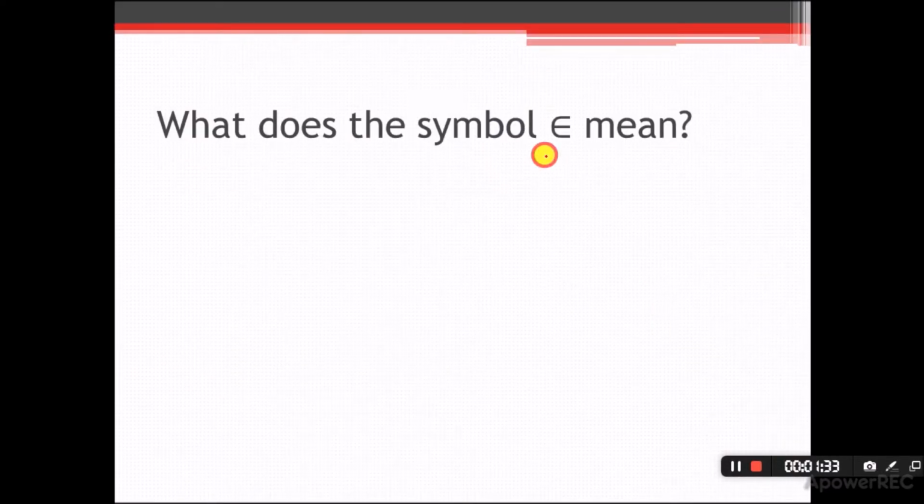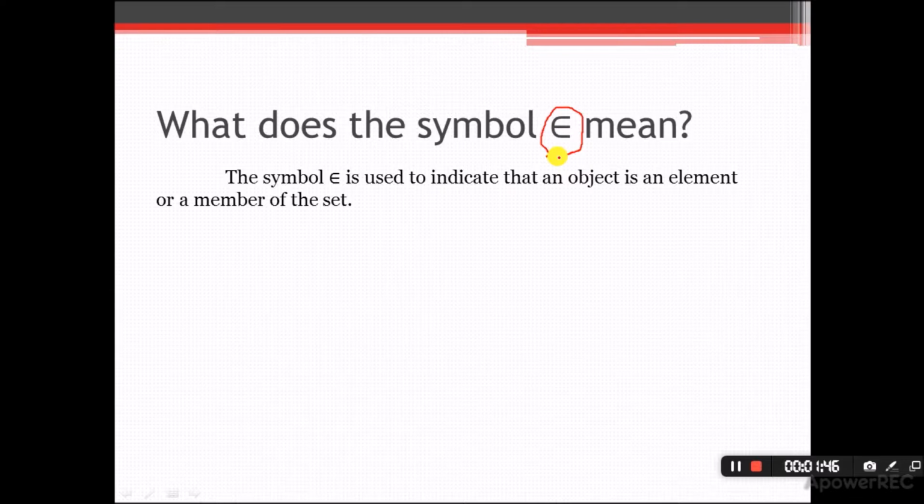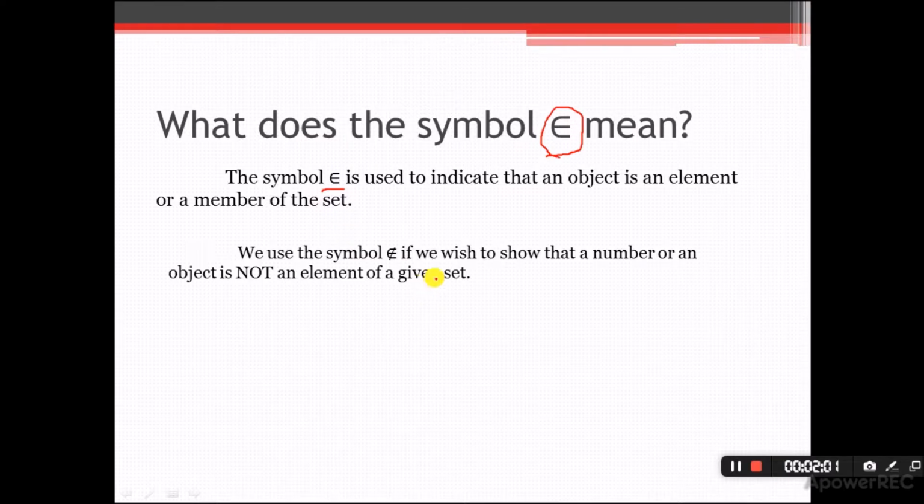Now, if you have encountered this symbol, it's like an E but a curved E. It's a lunate epsilon. Now, what does the lunate epsilon mean in writing sets? The lunate epsilon is used to indicate that an object is an element or a member of the set. We use the crossed-out lunate epsilon if we wish to show that a number or an object is not an element of a given set.